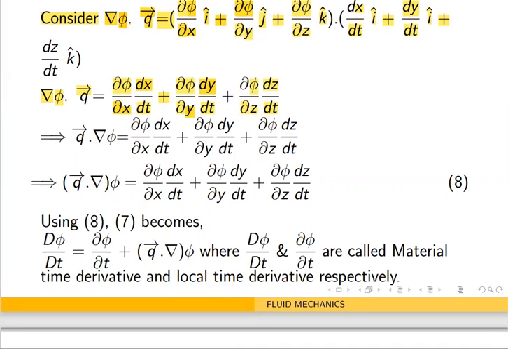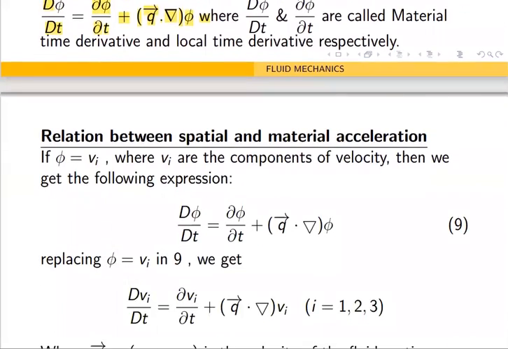In that place we have put this. So what is the LHS? This LHS is nothing but the material time derivative. On the RHS, the first part is the local time derivative plus q dot del phi. This is the relationship between material time derivative and the local time derivative, or in other words, material time derivative in terms of local time derivative.